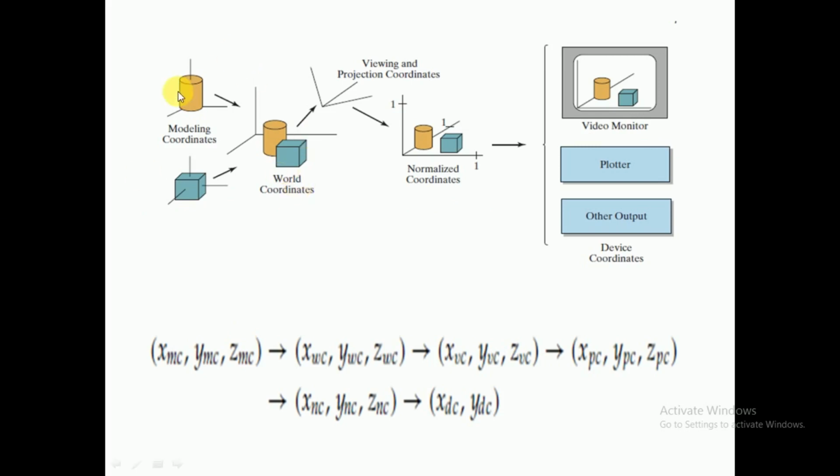Here, first, modeling coordinate means I want to draw this and this. Actually, I want on my monitor an output like this: one cube, one cylinder, combined together with respect to only one frame in this monitor. But I have given the cylinder first, and its origin is different, meaning its reference point is different, right? Again I have given a cube, and again its reference is different. That is what local coordinate is.